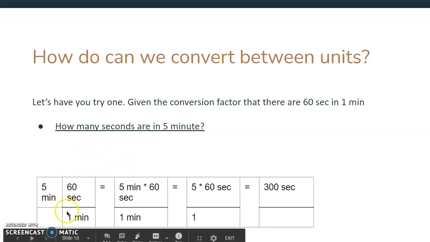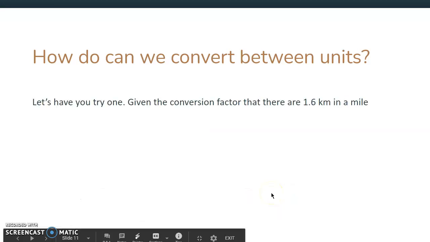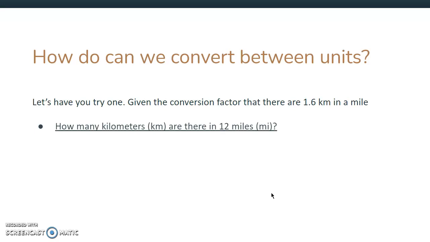So 5 minutes, 1 minute on the bottom, so our minutes are going to cancel. So 5 minutes times 60 seconds, our minutes cancel. We're left with 5 times 60 seconds divided by 1. Anything divided by 1 is itself. So we would get 300 seconds. The last one we're going to do, again, I want you guys to be practicing these on your own. So if you have to, pause the video just so you can test your own understanding.